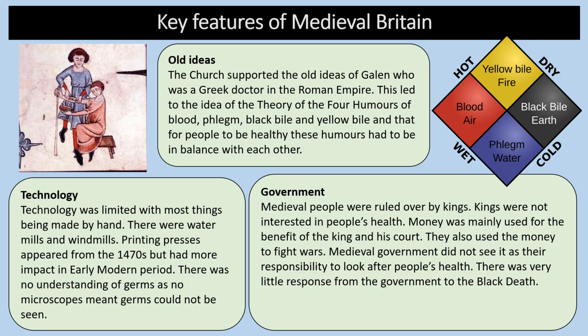So another key feature of medieval Britain is the fact that old ideas persist. So the church supported the old ideas of Claudius Galen, who was a Greek doctor in the Roman Empire. This led to the theory of the four humours: blood, phlegm, black bile and yellow bile, and that for people to be healthy, these humours had to be in balance with each other. This idea persists throughout the medieval times.